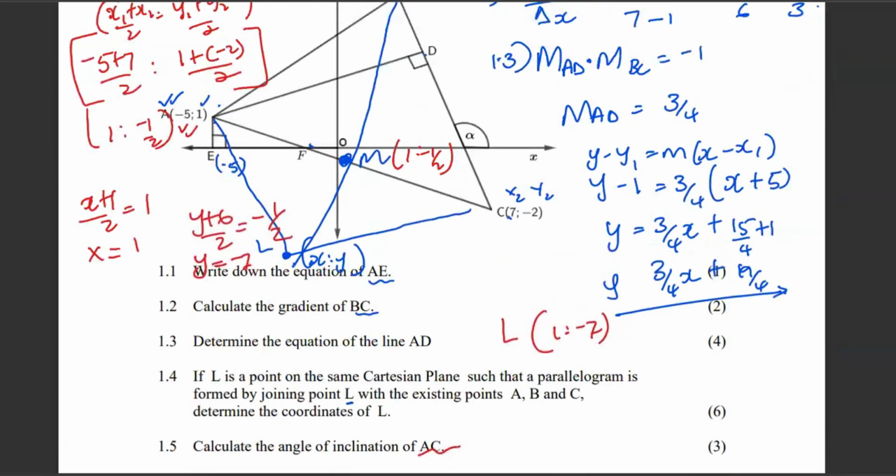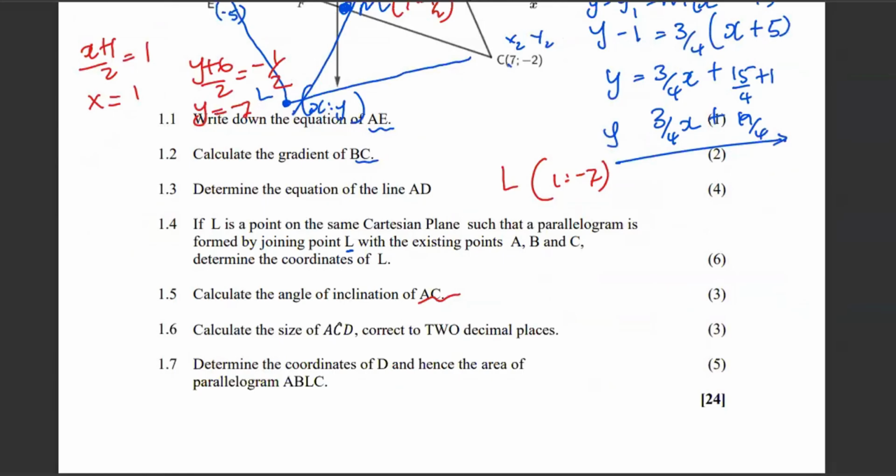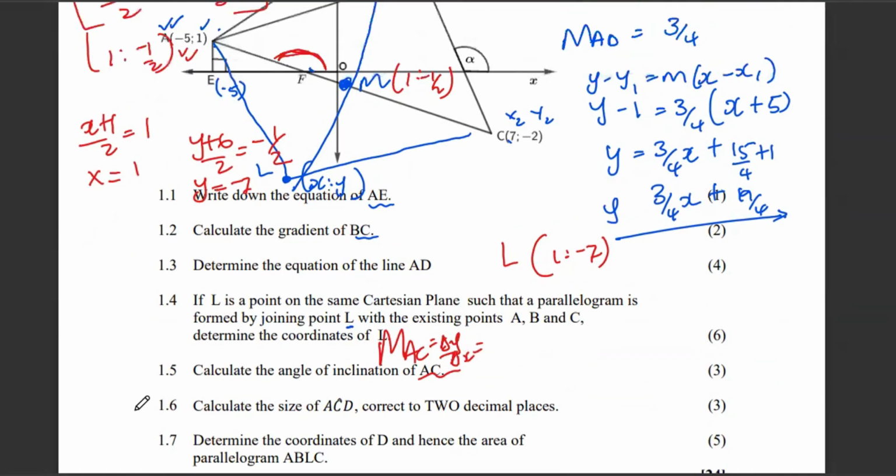This is AC. They want us to find this angle here. Now, for us to get this angle, we need to find the gradient of AC first. So the gradient of AC, remember, is change in y over change in x. So our y is going to be negative 2 minus 1 over 7 minus 5, which gives us negative 3 over 12, which is a negative quarter.